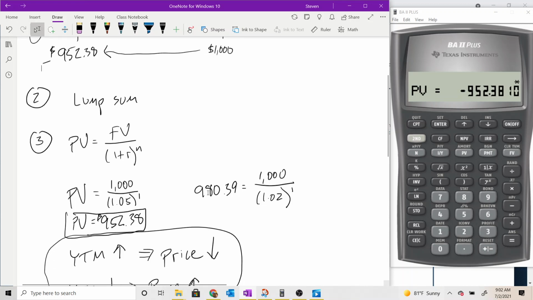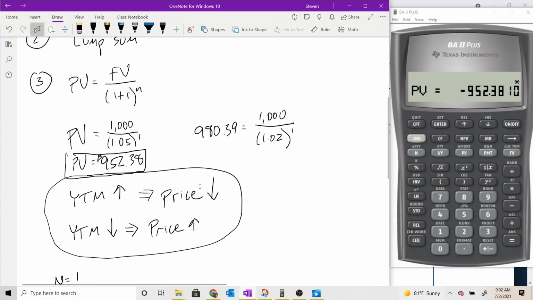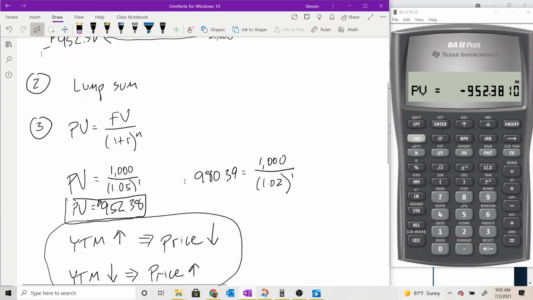All right, and that is it. As always, you don't need to do both the formula and the financial calculator solutions. In this case, I thought it was just helpful to see what's going on with the math so that we can develop an intuition about the relationship between yield to maturity and price. And that is that they move in opposite directions with bonds.